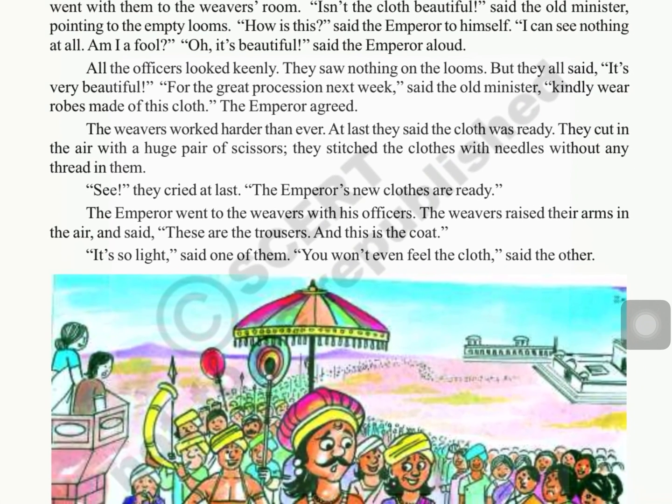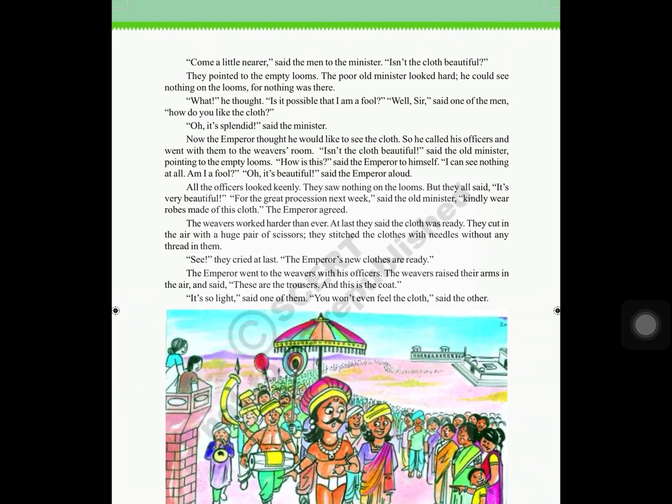The emperor went to the weavers with his officers. The weavers raised their arms in the air. They raised their arms like this and started telling, "See how beautiful the clothes are. You can see here, these are the trousers and this is the coat. It's so light," said one of them. "Yes, we can feel comfortable wearing such clothes. You won't even feel the cloth," said the other. And they started appreciating the cloth.